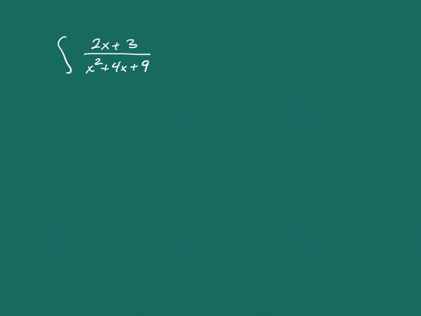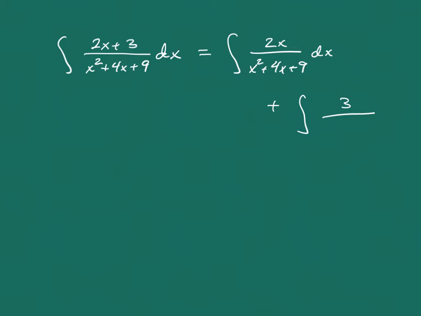So now let's examine the case where we've got an integral of 2x plus 3 over x squared plus 4x plus 9. So we've got a full-blown linear factor on there, so not just a constant in the numerator. So how do we deal with that? Well, the idea is that we can separate that out into two separate integrals. So we've got an integral of 2x over x squared plus 4x plus 9 dx plus an integral of 3 over x squared plus 4x plus 9 dx.